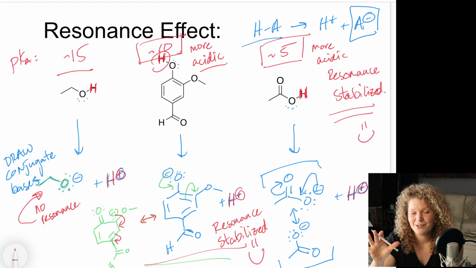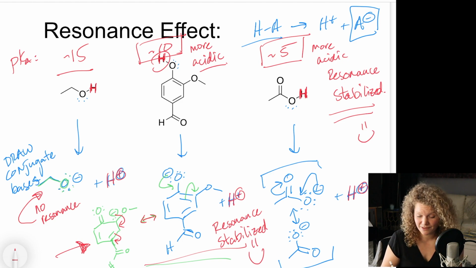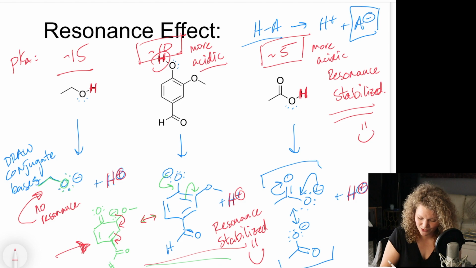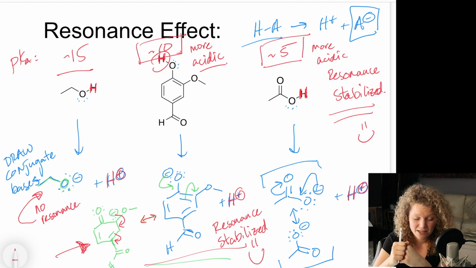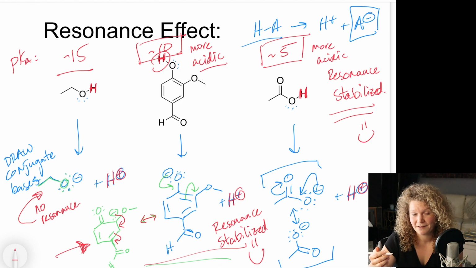Now, you might be asking yourself, well, hold on, I can draw more resonance structures for this phenol derivative, this phenoxide that I have here in the middle. I can draw more resonance structures. Now, notice though, where are the anions placed? They are placed on carbons around this ring.